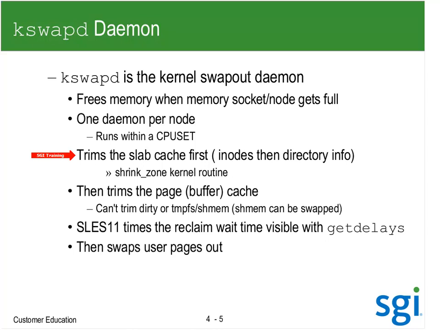And that would include writeback and NFS unstable. This is incoherent data. We cannot recover that memory until it is coherent. So you can't trim that stuff. Again, we were just looking at the reclaim wait time with the get delays. And then after that, we start swapping out user pages. Okay.